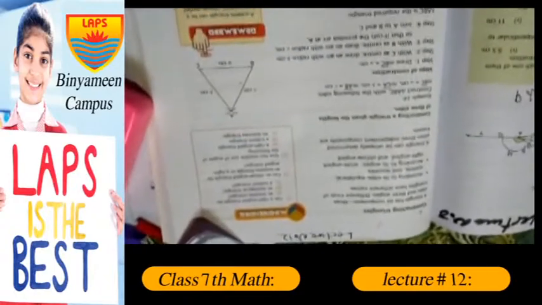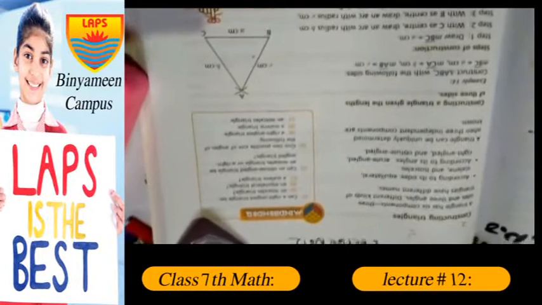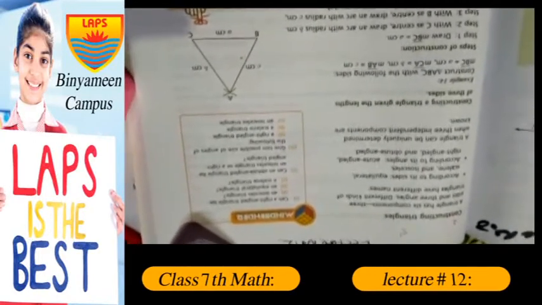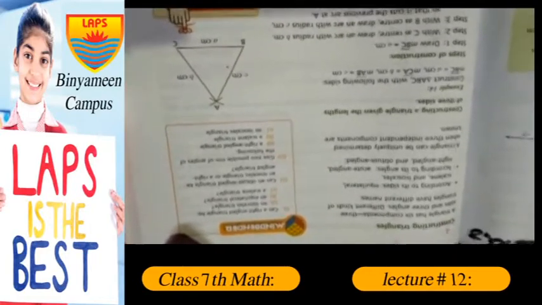Today I deliver a lecture on page number 167. Constructing triangles. A triangle has 6 components, 3 sides and 3 angles. Different kinds of triangles have different names, according to their sides.